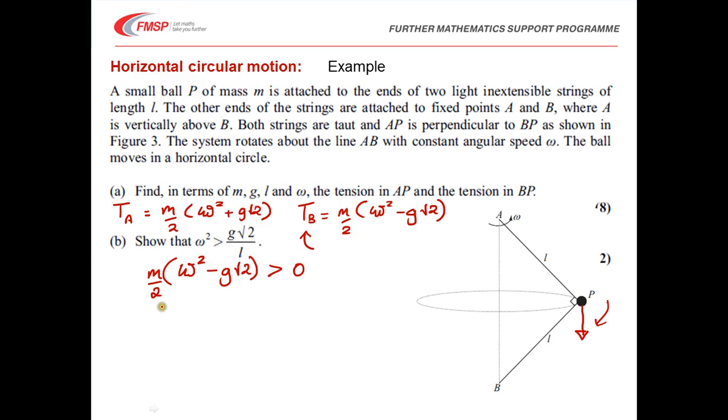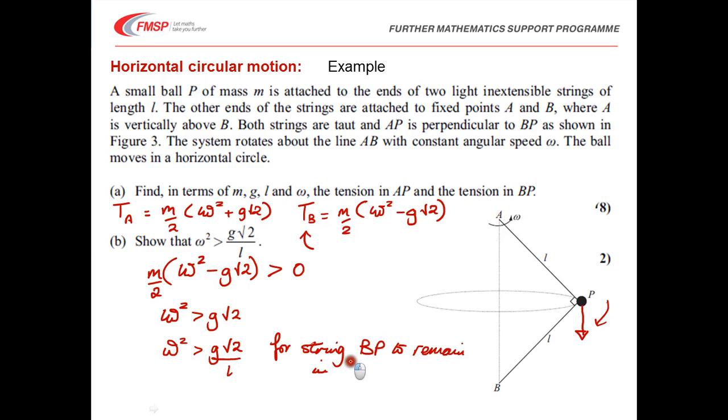And if that's the case, we can cancel the m and the 2 because we know that they can't be 0. That gives me L omega squared is greater than g root 2, and hence omega squared greater than g root 2 over L for string BP to remain in tension. So just giving the examiner a little explanation of why we know that that works.